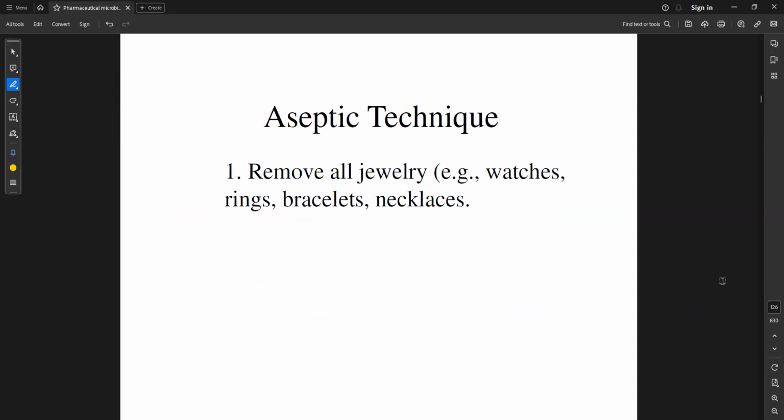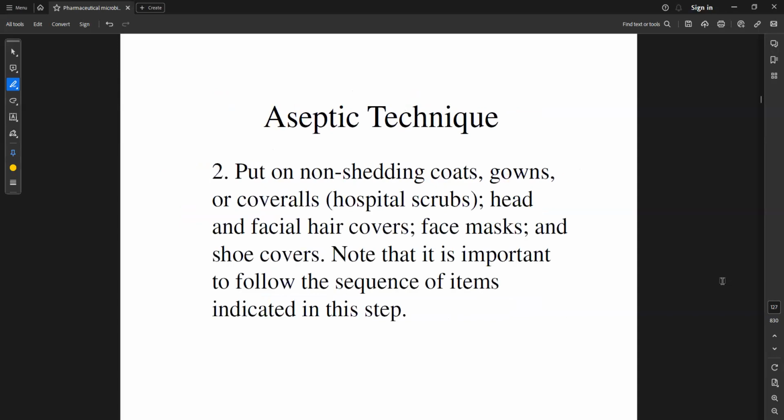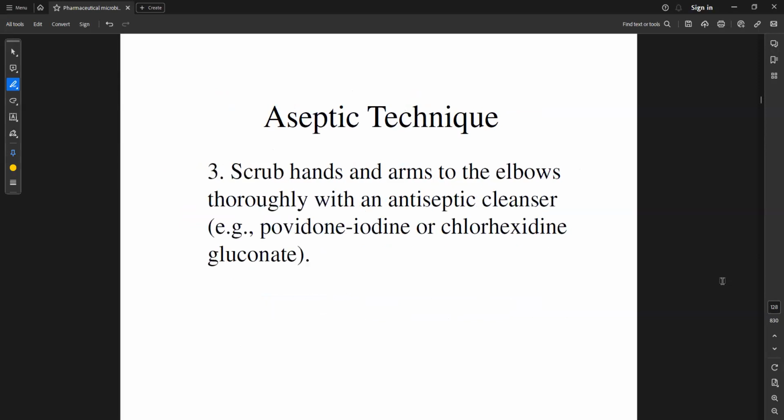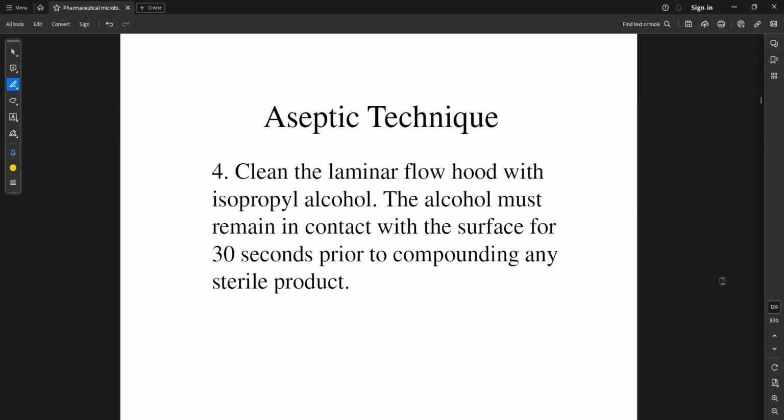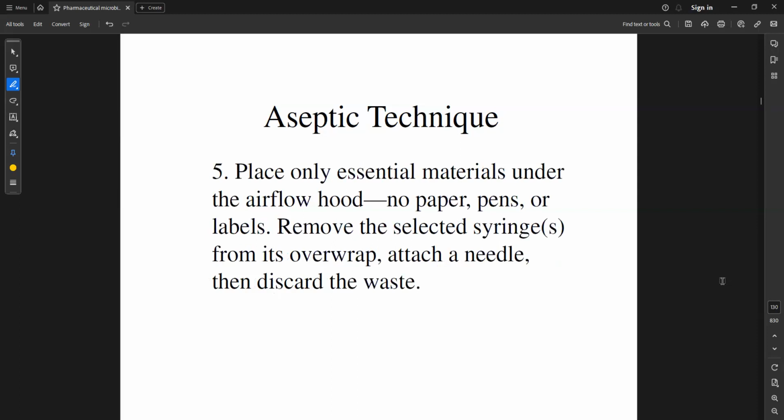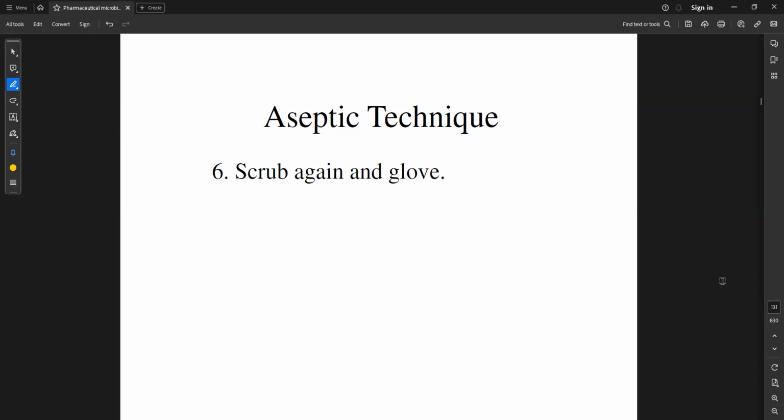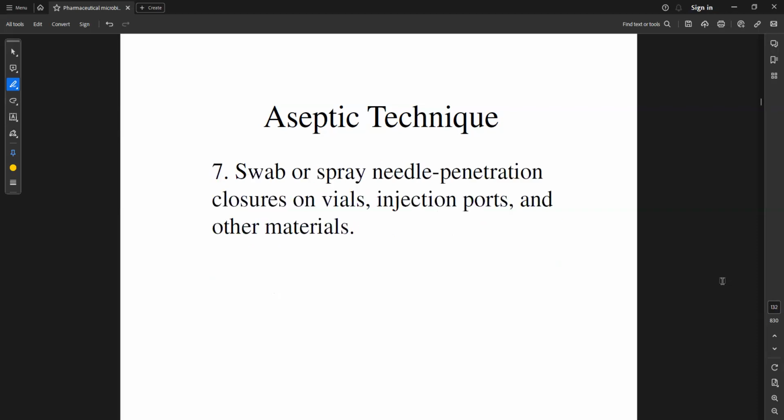So for aseptic technique, remove jewelry, put on non-shedding coats, gowns, or overalls, which can include head and facial covers, face masks and shoe covers. Then wash your hands by scrubbing them to the elbows thoroughly with an antiseptic cleanser. Clean the laminar flow hood. This usually applies when you're preparing extemporaneous preparations, correct me if I'm wrong. Place only essential materials under the airflow hood. Scrub your hands again, then wear your gloves.